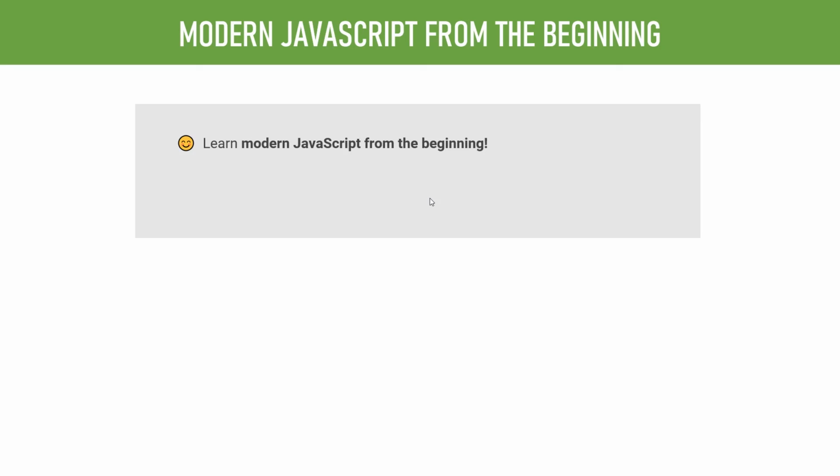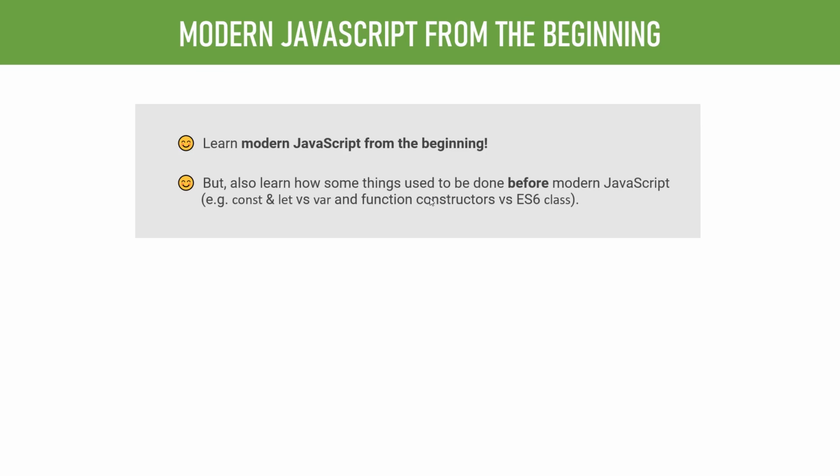However, it's also super important to learn how some things used to be done before we had this fancy modern JavaScript. For example, in this section, I already showed you the modern const and let for variable declaration, but also how we used to use var before. And there will be many more examples like this, but why bother with ES5 at all, you may ask.